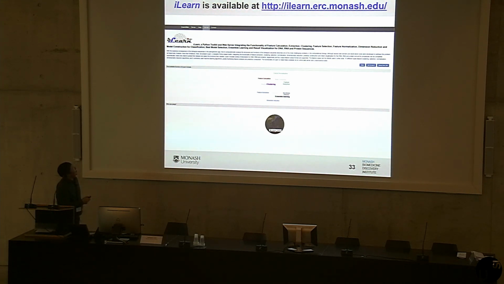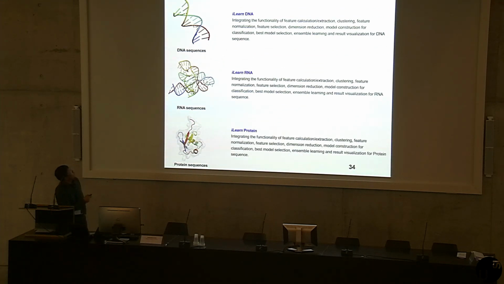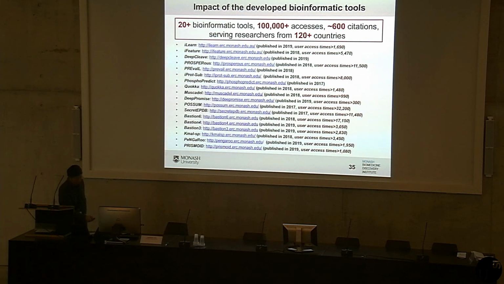And iLearn is available through 2 different sources. One is access through Monash University, at this URL address. Another is that users can download it from GitHub. There is a link given at the website where users can download a standalone software package, which is Python-based and fully open source. For DNA sequence and RNA sequence, users can conveniently click any of these buttons, and then they will be given a window to analyze their own sequence data.